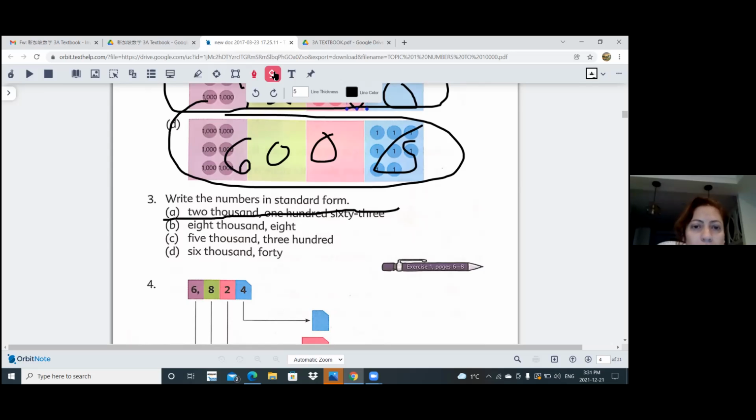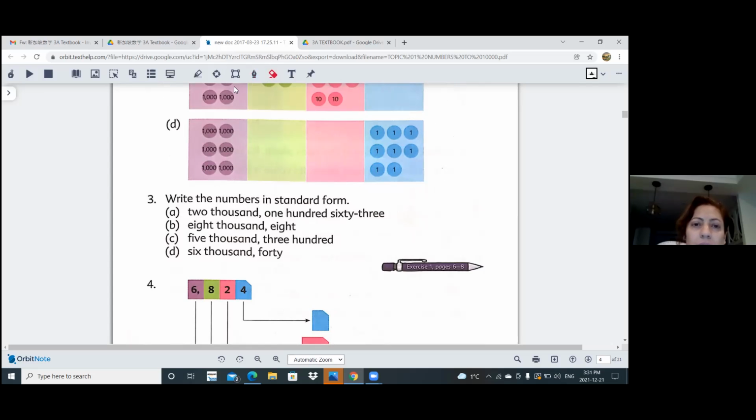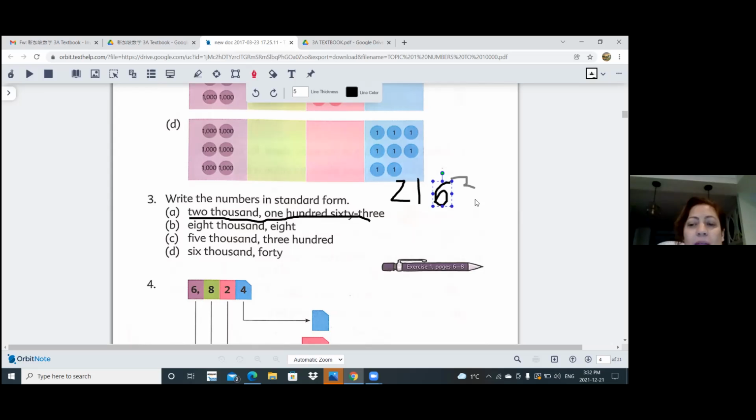So look what it says, 2,163. How do I write that number? Okay, but you got to tell me what are the numbers I need. You need 2,163. So when I was asking for the numbers, really, the numbers I needed were 2, 1, 6, and a 3, correct? Okay, Arthur, what numbers do I need to make 8,008?